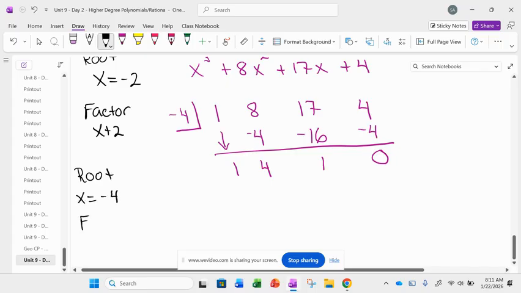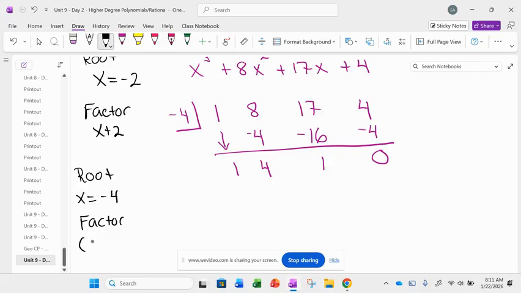And what's the factor with that? X plus 4. So now, since we've had 2 successful runs with synthetic substitution, we've now brought it down to a degree of 2. So this is x squared plus 4x plus 1 equals 0. Can I factor this? No.